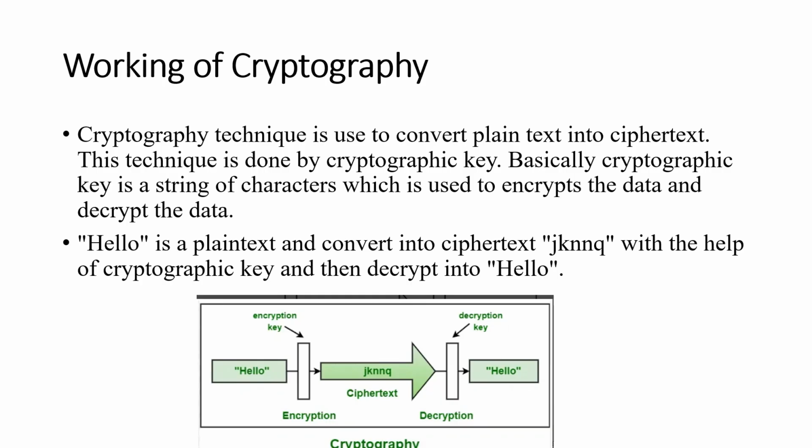Next one, working. How cryptography works. Cryptography is used to convert plain text into ciphertext and ciphertext back into plain text. See here, hello is a plain text. Using the encryption key, we are going to convert the plain text into the ciphertext, which is an unreadable format. This process is known as encryption. And back, we are going to do decryption on the receiver side, which means the ciphertext is converted to plain text. That unreadable form is converted back to the same hello which the sender has sent.